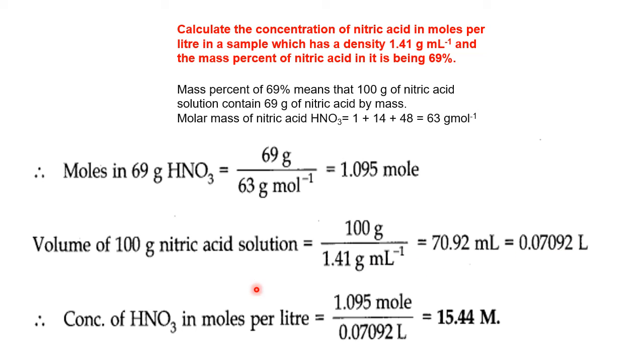Okay, now we will calculate the concentration of HNO3 in moles per liter, which means the molarity. So molarity of HNO3 equals what? Number of moles in 1 liter of solution. How many moles? 1.095 mole, divided by the volume in liter. We have already calculated the volume in liter. If you divide, you will get 15.44. This is the molarity of HNO3. Okay, right.